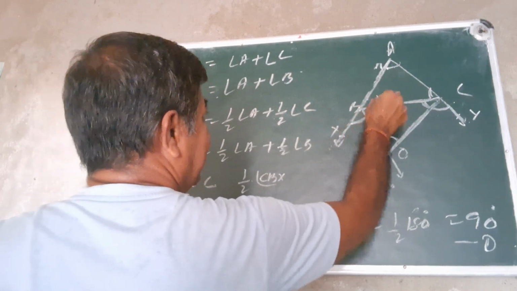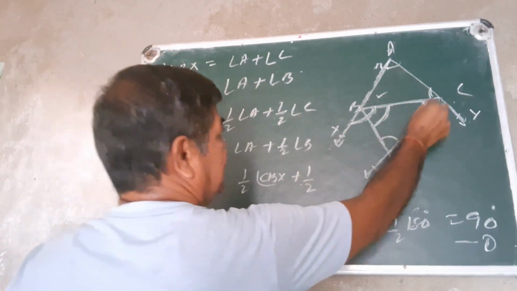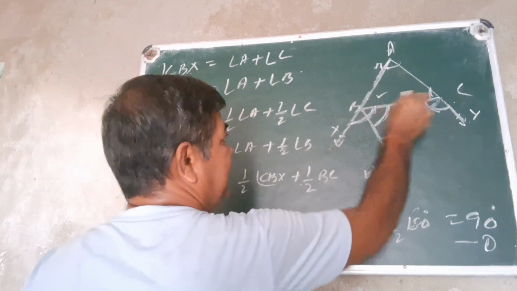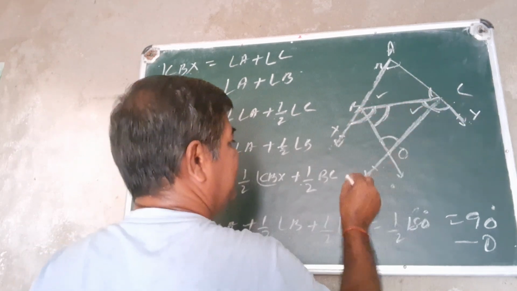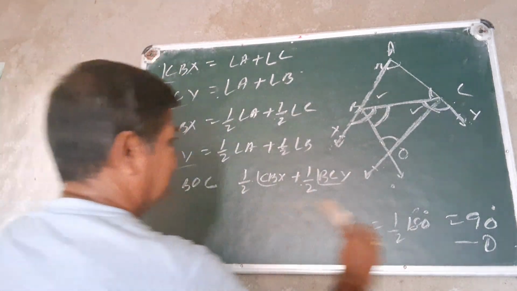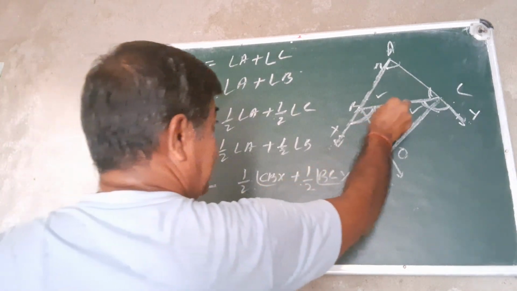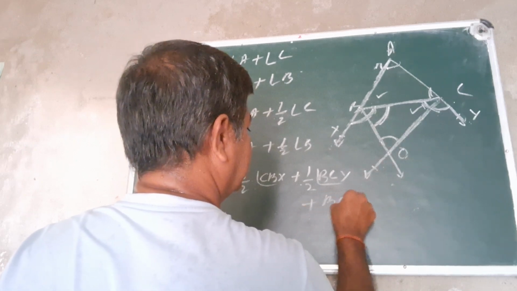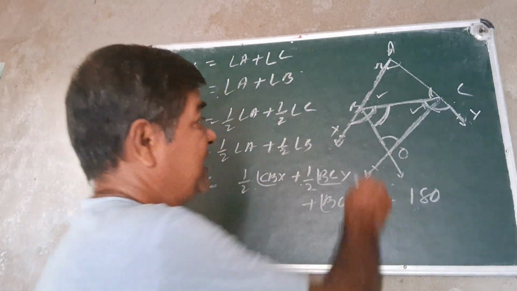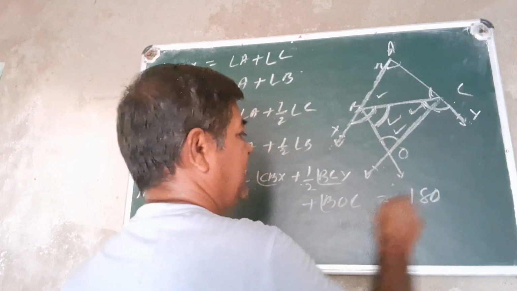Half of CBX, since it is a bisector, plus half of this angle, BCY, not BCX. BCY, put the value. Half this angle plus BOC equals 180. Sum of three angles of a triangle is 180. This angle plus this angle equals 180.